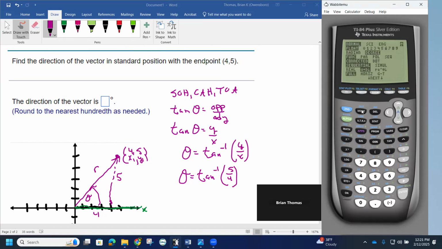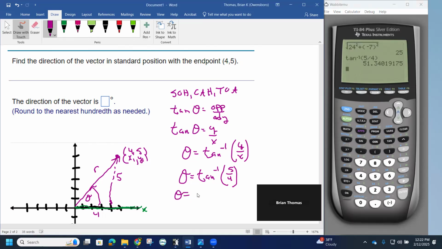So to do this, if we go inverse tangent, I have to hit the second button, tangent, that gives me the inverse tangent symbol. And then in parentheses, we can put the 5 divided by 4, the y over x. If I hit enter, it should kick out the angle. So 51.34, 51.35. It looks like this is going to be 51.34. So theta would be 51.34 degrees. So that would be our solution.